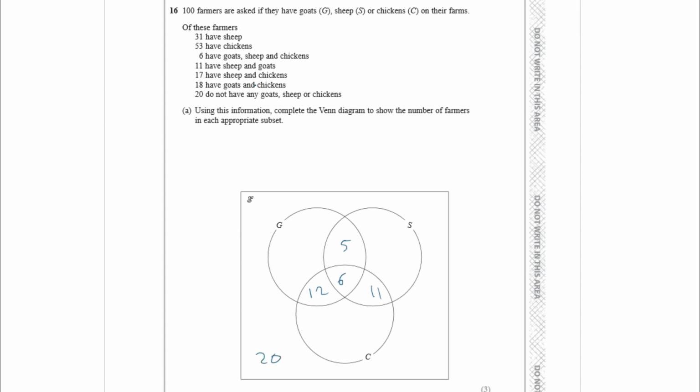31 have sheep. So we should be able to complete the sheep Venn diagram. 5 plus 6 is 11. 11 plus 11 is 22. So there should be 9 remaining here to add up to 31.